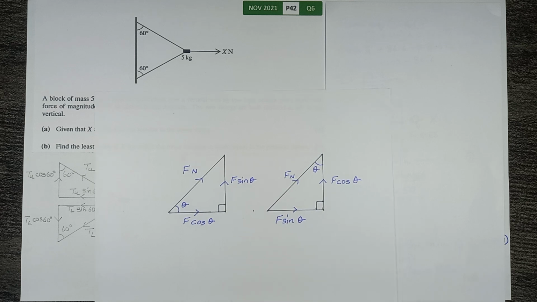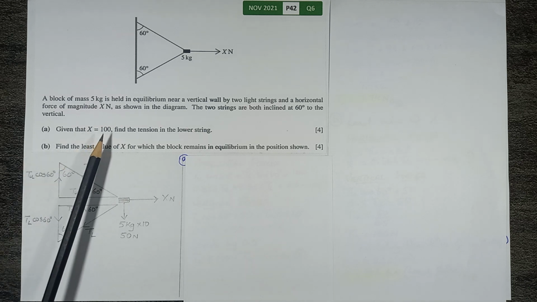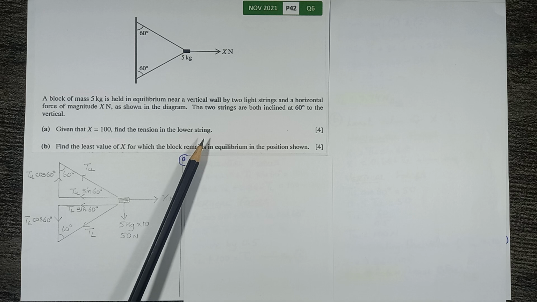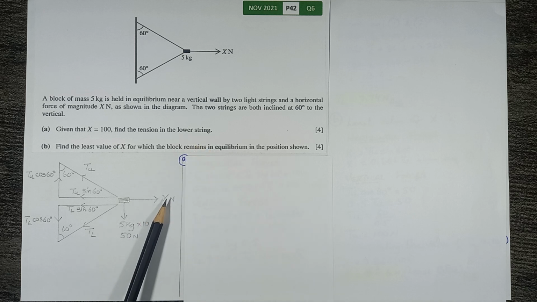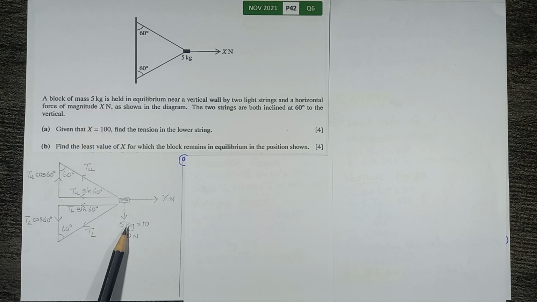So basically it depends upon the angle. Based on that, you could easily work out which side would be a cos component and which side would be a sine component. So according to the question in the A part, x is equal to 100, find the tension in the lower string. The mass of the block is 5 kg, and we know that weight is equal to mg. So m is 5, g is 10, so 5 times 10 is 50 Newton. This is the weight of the block, definitely pointing downward.